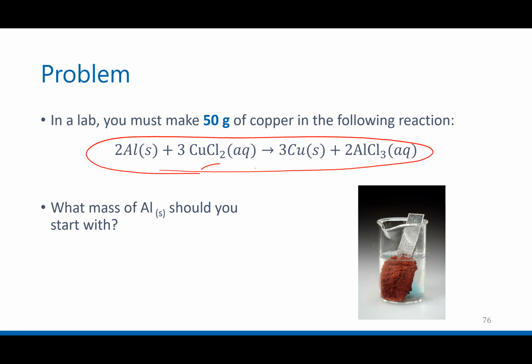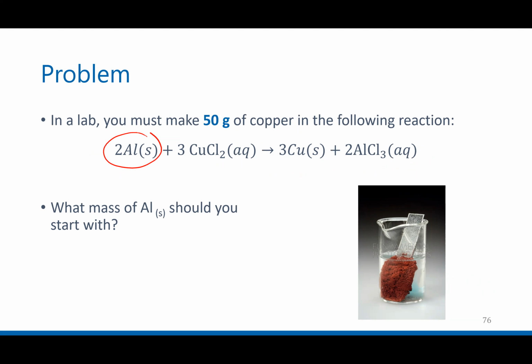We're going to need it. Anytime you're following a recipe and somebody asks you to make something, you need to figure out how many ingredients you have. Now, in this situation, I'm going to assume that the aluminum is the hardest part to make. So I'm going to ask ourselves, what mass of aluminum should we start with? I'm not going to worry about the amount of copper 2 chloride because that's an aqueous solution. And typically we have a lot of that, right?